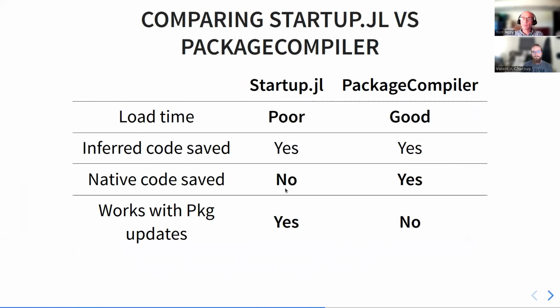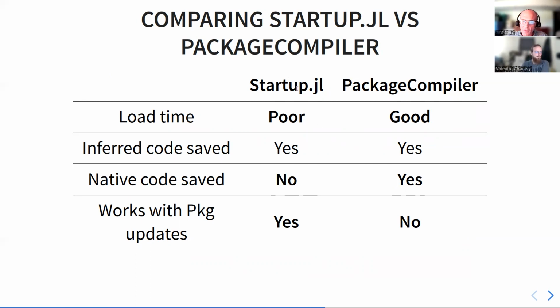Okay, so some of you may have used a wonderful tool called PackageCompiler, and I want to compare this startup strategy to PackageCompiler. PackageCompiler wins hands down on the load time. The system images that PackageCompiler creates will be much faster to load than Startup.jl will. Both of them, starting with Julia 1.8, will save all of the type-inferred code. In Julia 1.8, we won't do anything to save the native code, whereas again, that's something that PackageCompiler is very good at.